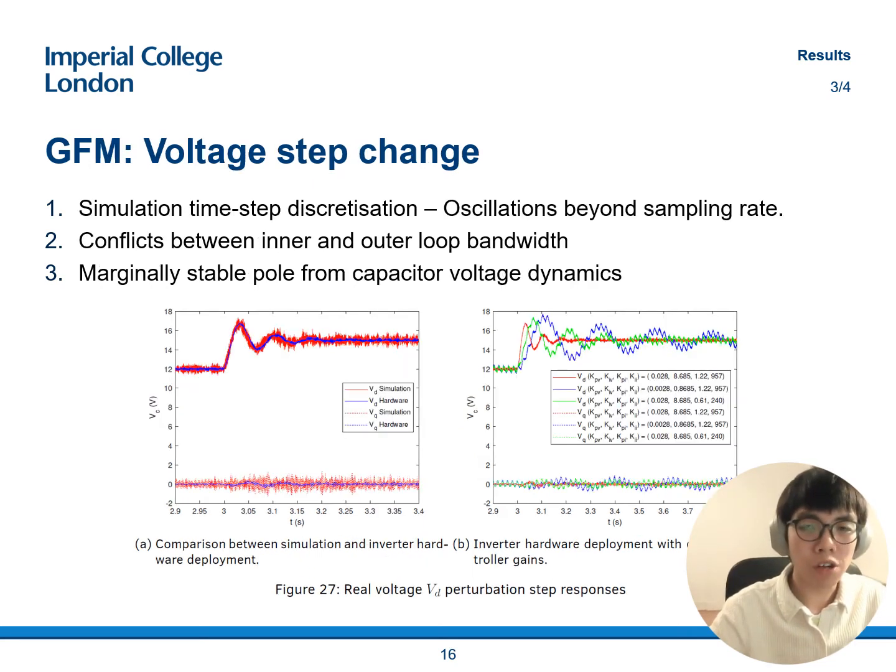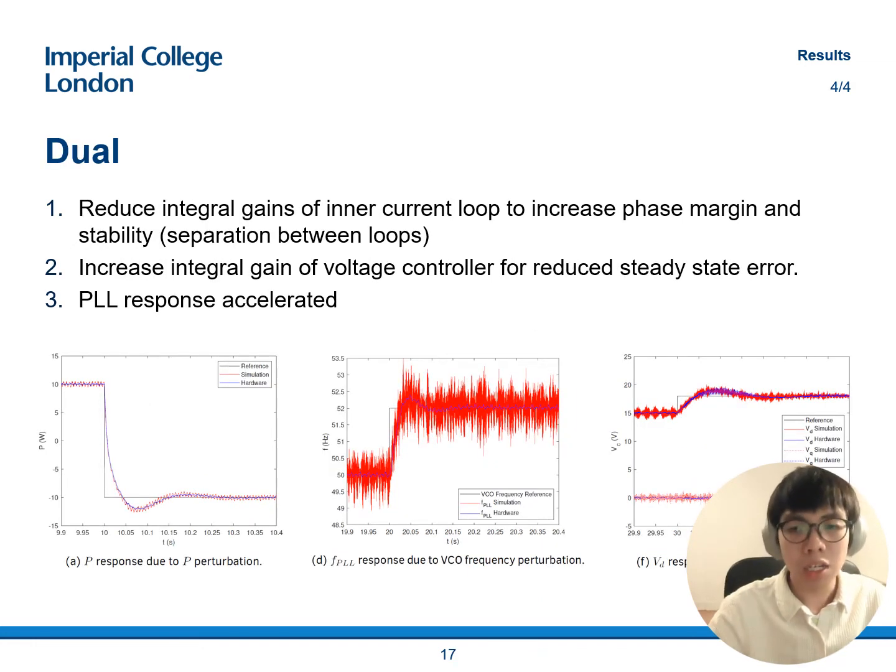For the grid following inverter, I've also done a very similar set of tests, so I'm not going to walk through them in detail. But having determined the best gains from both the grid following as well as the grid following inverter, I've combined those experiments and deployed the final setup on the dual inverter setup. But I had to make 3 key changes.